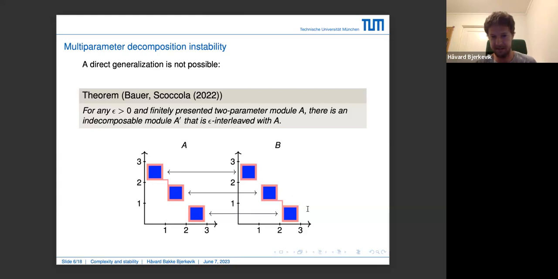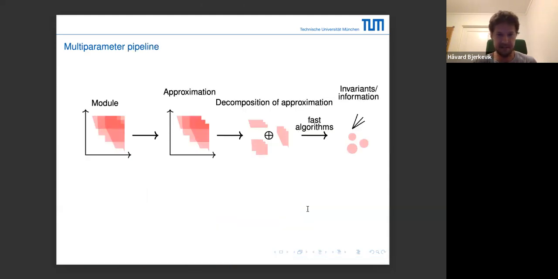So this leads us to the idea of, okay, maybe we don't have good matchings on the nose, but maybe we should first try to approximate the modules, split them apart somehow, and then start to match. So maybe this could be a stable operation. And that leads us to an idea for the multiparameter pipeline. So instead of going from a module directly to a decomposition, maybe we should first try to delete ridges and split apart. So we have this approximation, and then we decompose it.